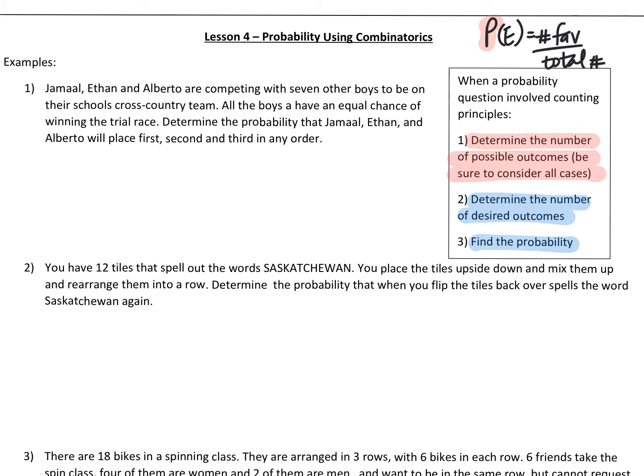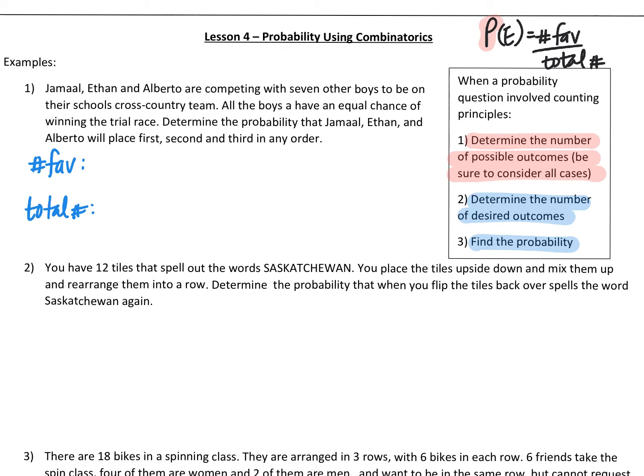So let's get started looking at an example. Jamal, Ethan, and Alberto are competing with 7 other boys to be on their school's cross-country team. All the boys have an equal chance of winning the trial race. Determine the probability that Jamal, Ethan, and Alberto will place first, second, and third in any order. Okay, so remember our job is to determine the number of favorable and the total number. Once we have those, we can use them to find the probability.